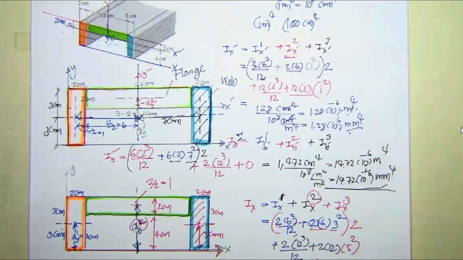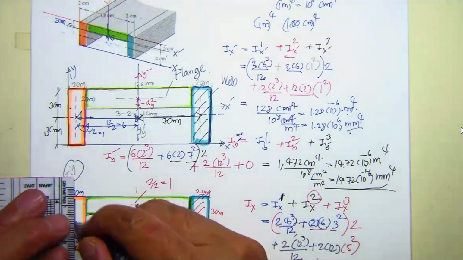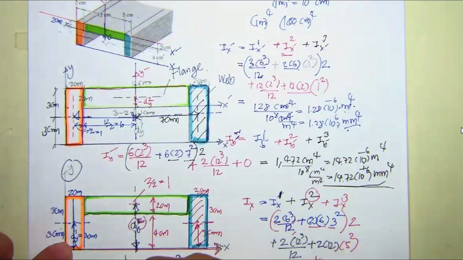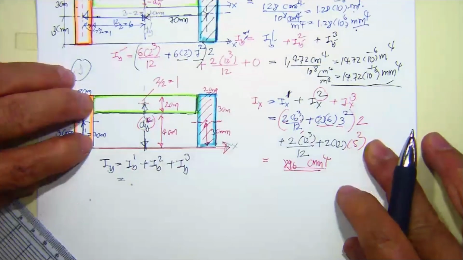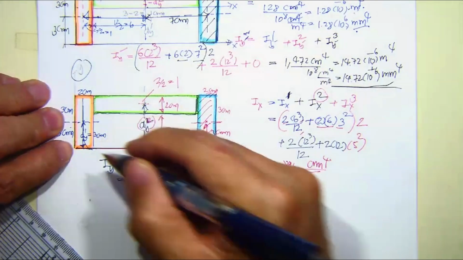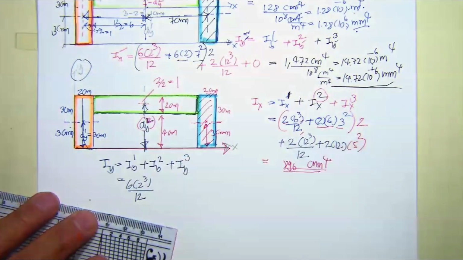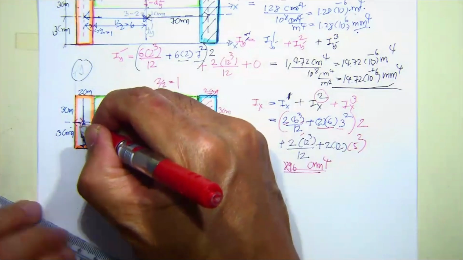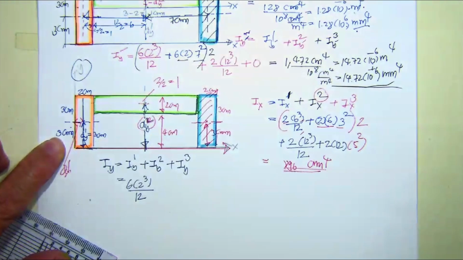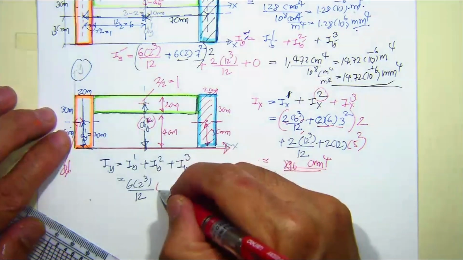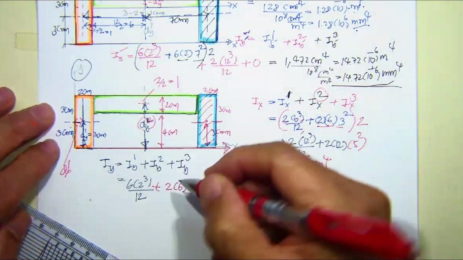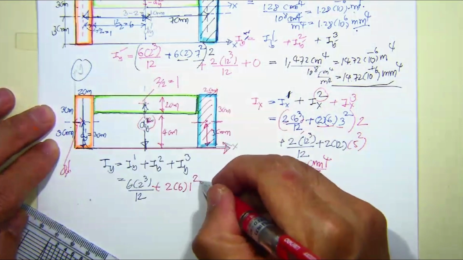Now, we move to I sub y. That's I sub y1 plus I sub y2 plus I sub y3. And then for the y, this is going to be the axis. The first one is going to be 6 times 2 cubed over 12. Then referring to this one, we have this d sub x1, which is plus 2 times 6, and then half of this one, 1 squared.